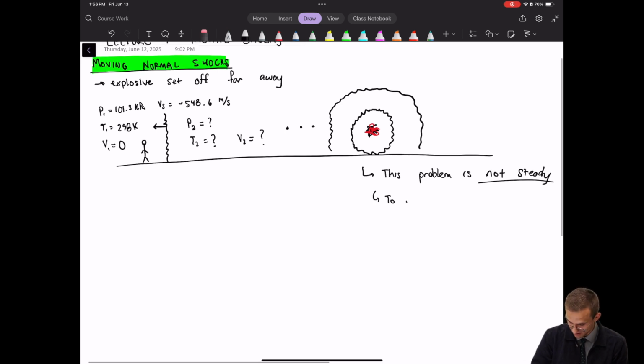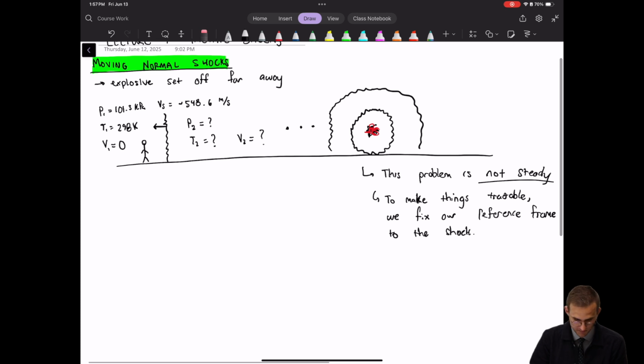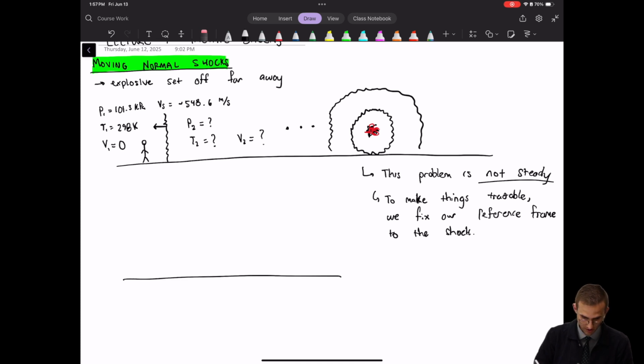So to make things tractable, we fix our reference frame to the shock. Okay, so what does that look like? Well, now we have this set up down below. We have the shock, and the shock now is not moving, right? So Vs prime, in our new reference frame, that's what the prime indicates, Vs prime is equal to 0.